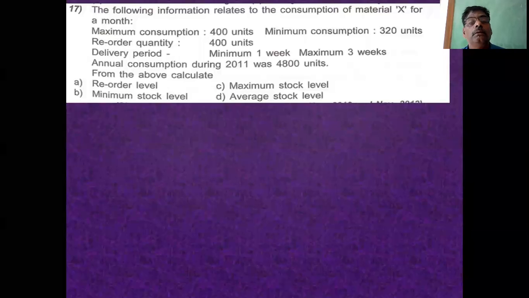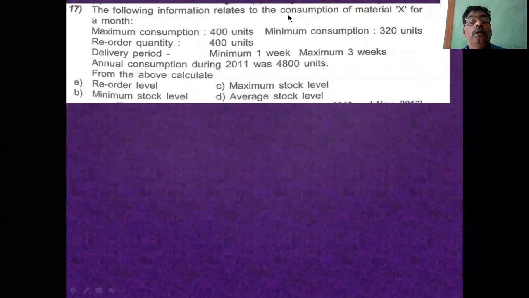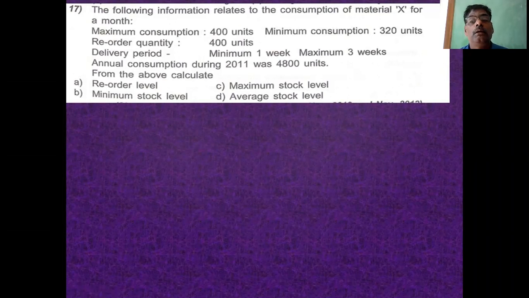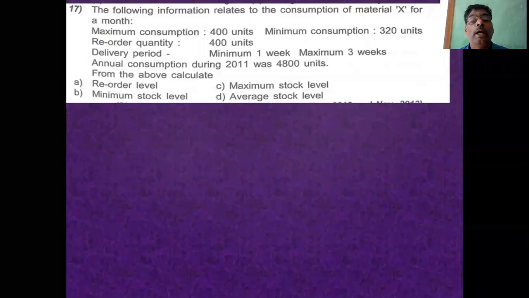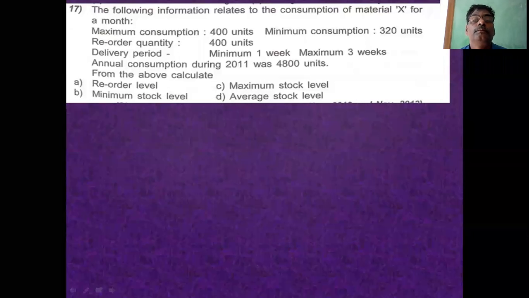You read the heading. The information related to the consumption of material X for a month. Consumption of material X for a month. Blindly you don't take the consumption. This consumption is based on month.